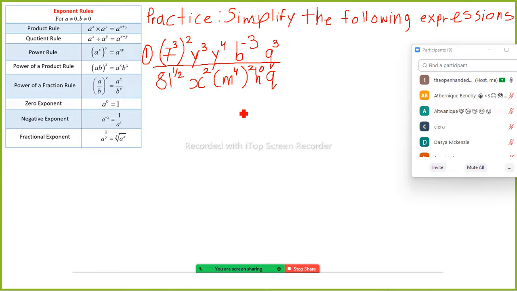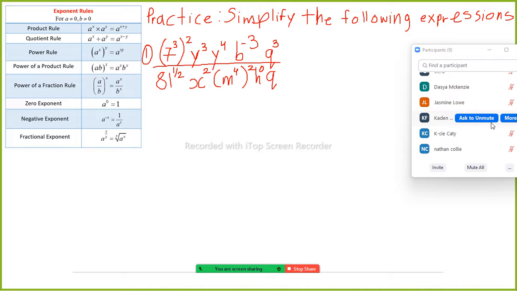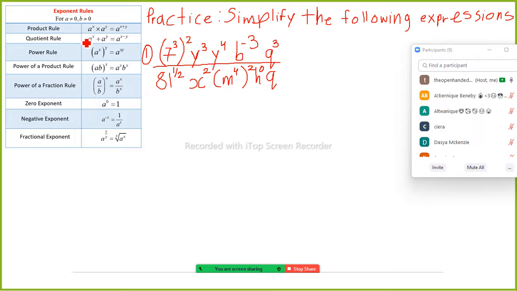So let's see if we're able to identify the rules. The timer has begun. You have 2 minutes. Tackle it on your own, please. Remember all of the rules that you have been taught: the product rule, the quotient rule, the power rule, the power of a fraction rule, zero exponent, negative exponent, and fraction exponent. Hopefully you're able to see exactly what's going on.